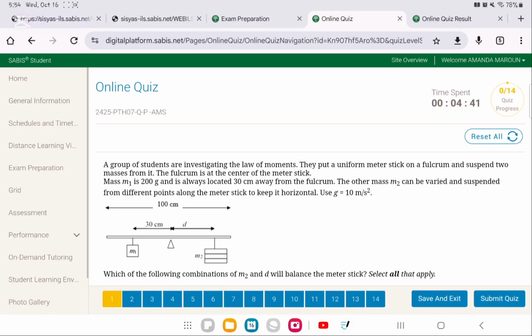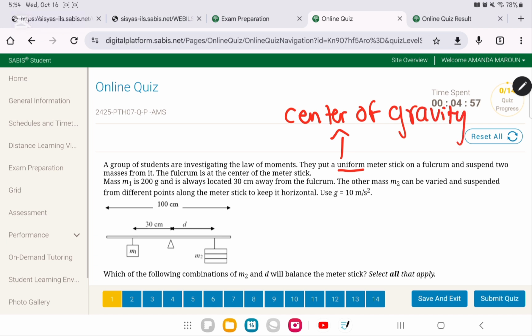So let's start. A group of students are investigating the law of moments. They put a uniform meter stick. Whenever they tell us we have a uniform object, that means the center of gravity, from where the weight comes, is at its geometrical center.